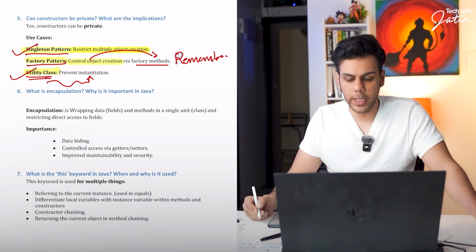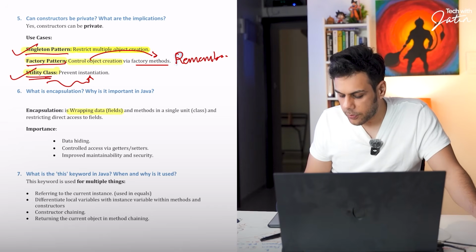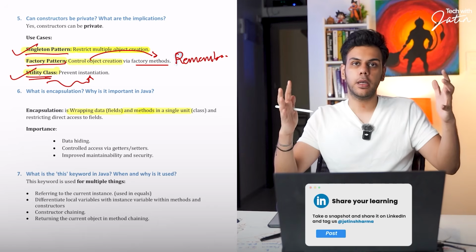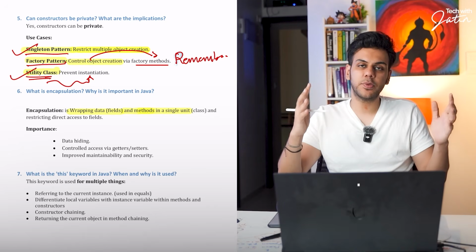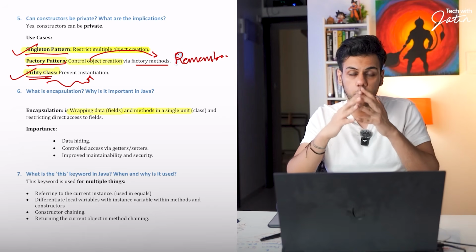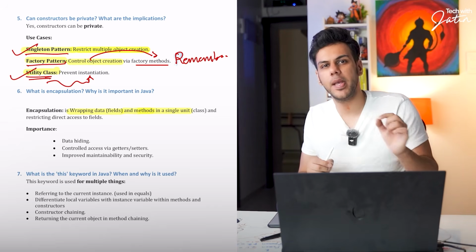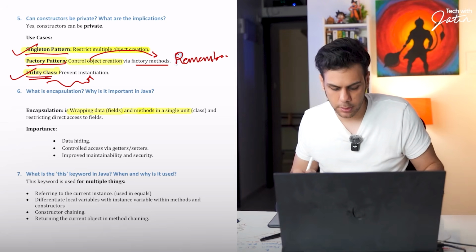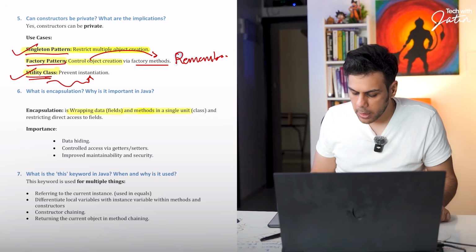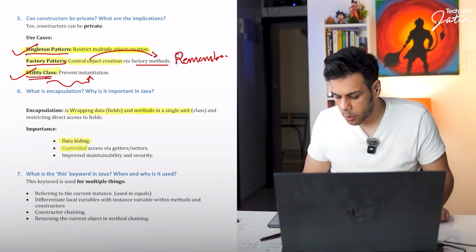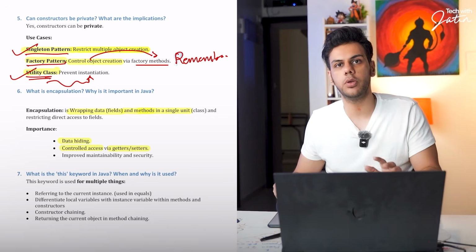Read over here, guys, quickly. Wrapping of data fields and methods in a single unit. Wrapping of methods as well as the instance variables of a class together, and restricting its access via methods only, is called encapsulation. And we do it so that we can hide the data, as well as have controlled access via getters and setters only.